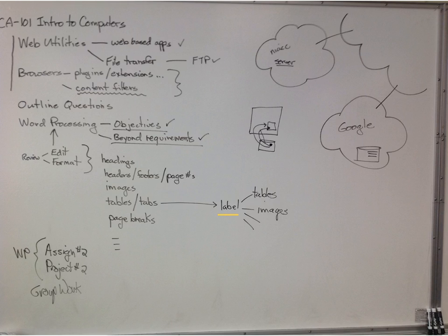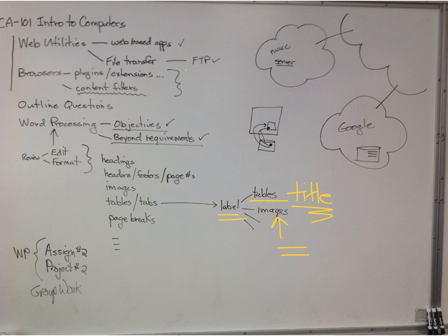Make sure you label things, like if you add certain images to the document, what do they represent, if that makes sense. All tables should have a title. Should indicate what that table's about. So just make sure things are labeled correctly inside your documents.